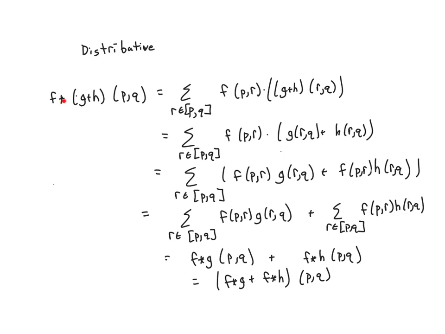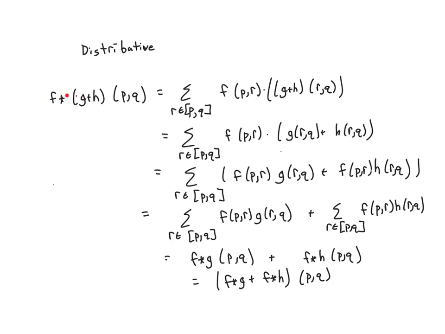So to show an equality like this, what does it mean to be distributive? It means f times (g plus h) is equal to f times g plus f times h. These are functions, so how do you prove equality of functions? Well, you show that when you apply this function to every point in the domain, you get the same result. So let's evaluate at pq, where p is less than or equal to q.